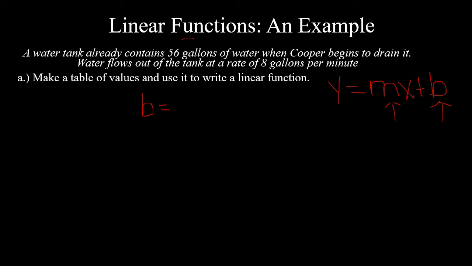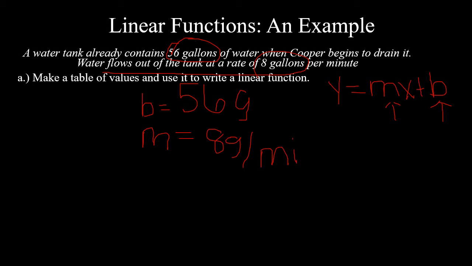Well, I know my initial value. It's 56 gallons of water. So I already know what that is, and I know my rate of change. I know my m. Water flows out of the tank at a rate of 8 gallons per minute. Now remember, if you see this right off the bat, you do have to say to yourself, is this rate an increase or a decrease? And because the water's draining, it's a decrease. So we need to remember to make that negative.